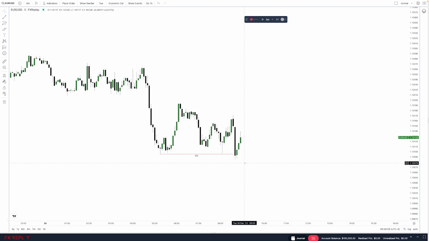As you can see, price closed above the sell side liquidity price point. What we want to see now is a break of structure up, which would be at this price point. Let's see what happens.